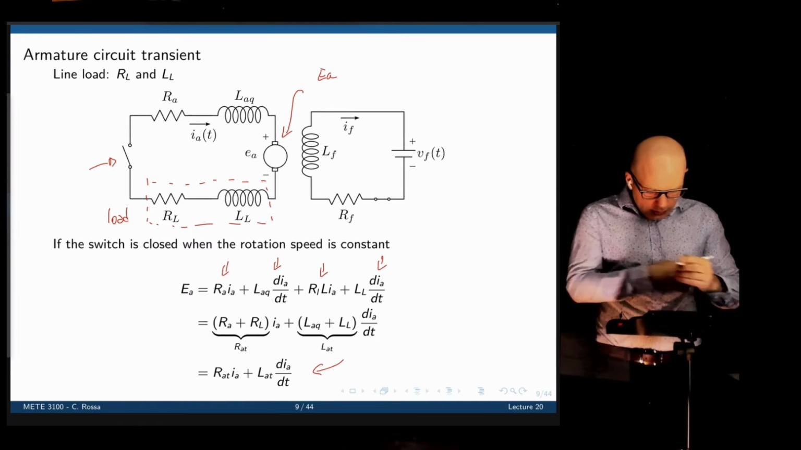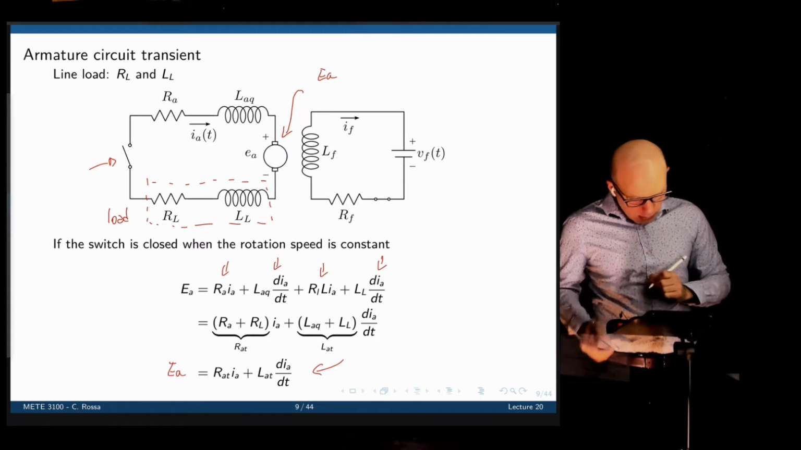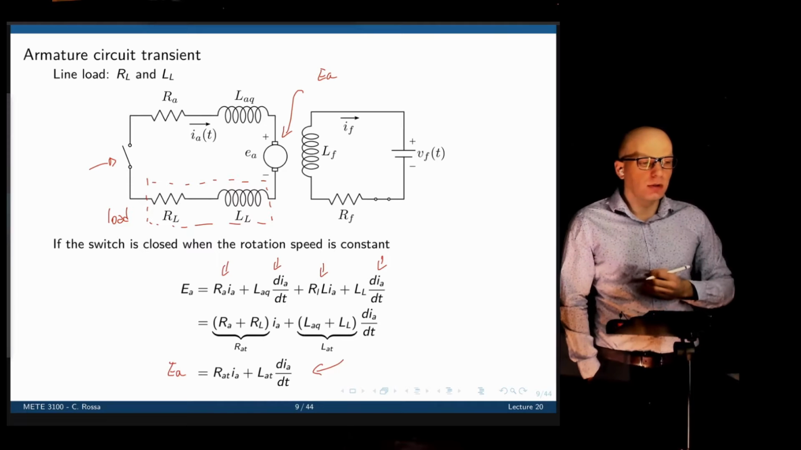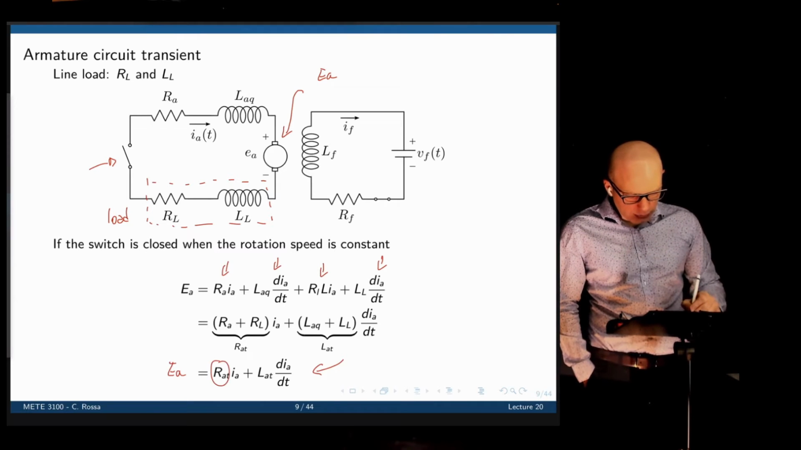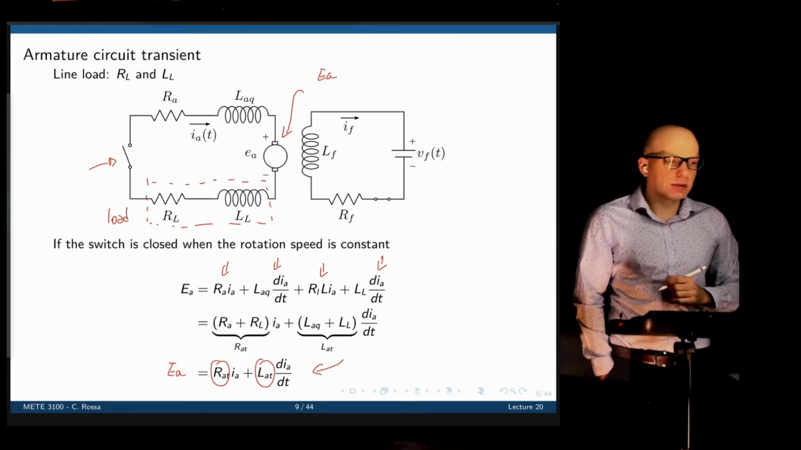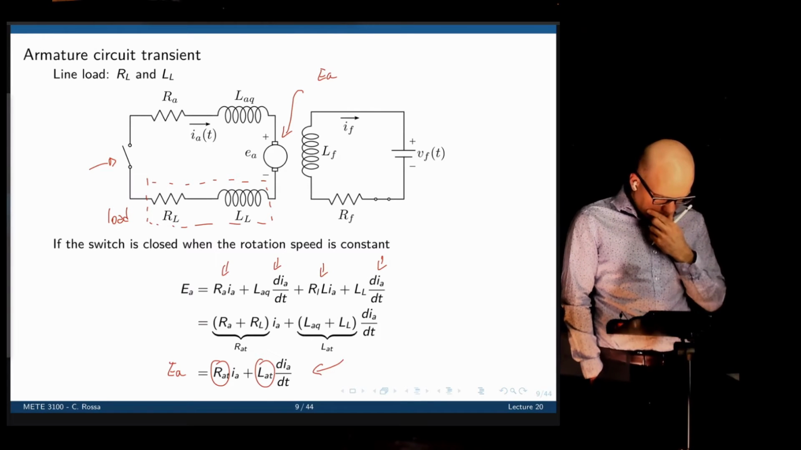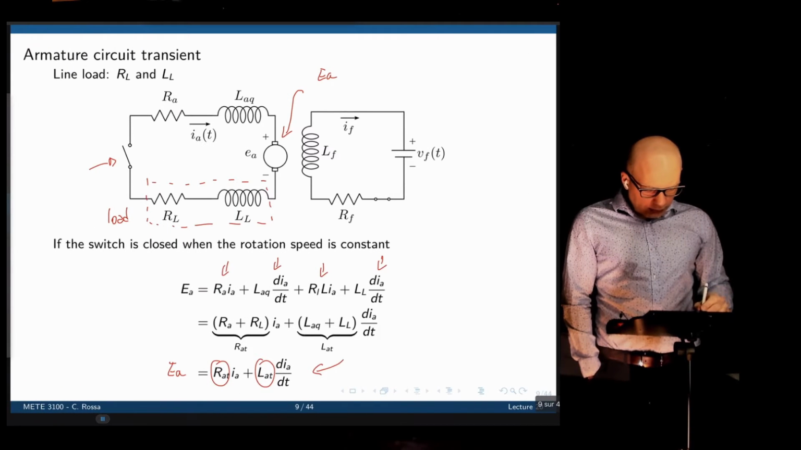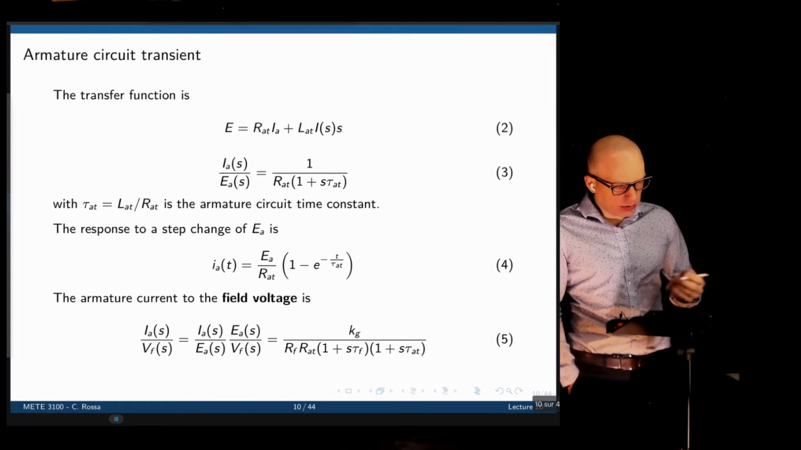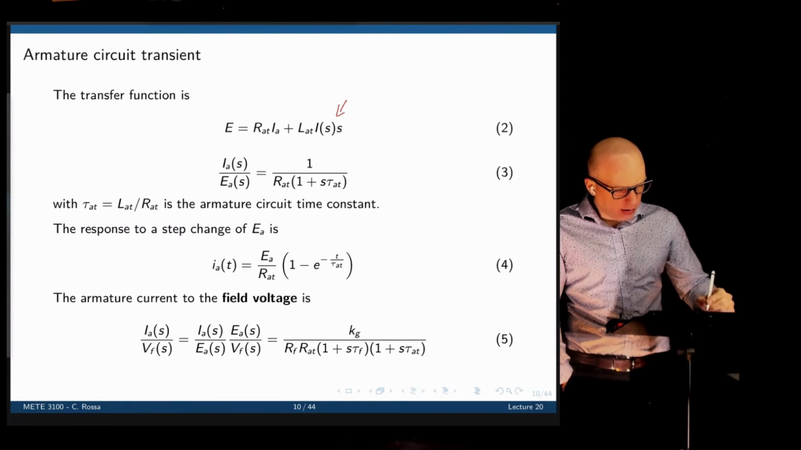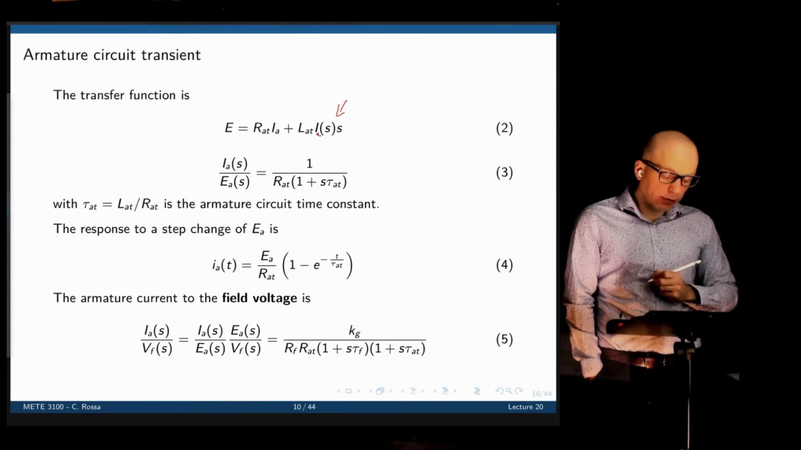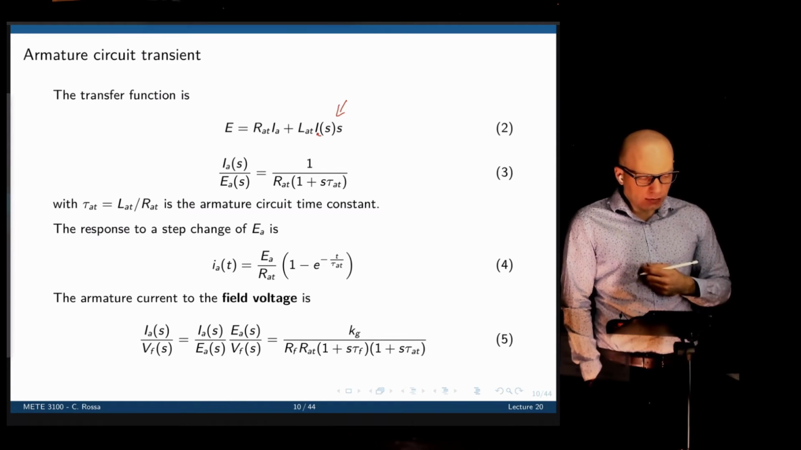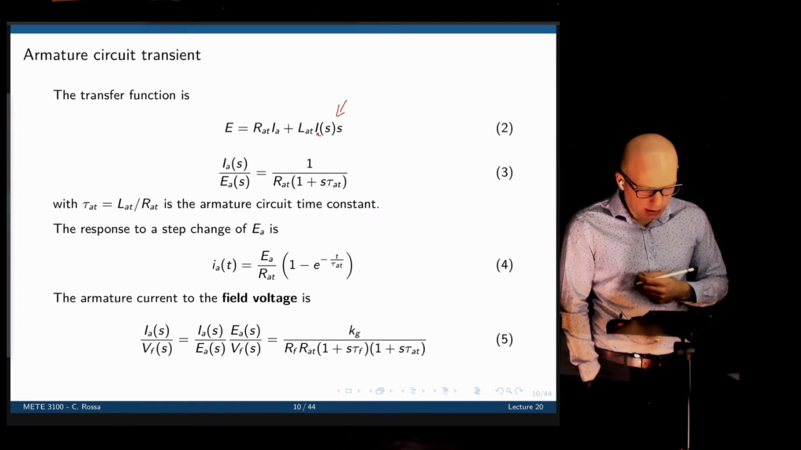The voltage drop across the resistors plus the voltage drop across the inductor, that is the EMF. And now we can solve for the current. So again, this is the total resistance, this is the total inductance, combining both the winding and the load. We can now take the Laplace transform of this. This is equation 2. Now we simply replace the derivative of IA with IA of S times S, which allows us to create the transfer function between the current and the EMF.